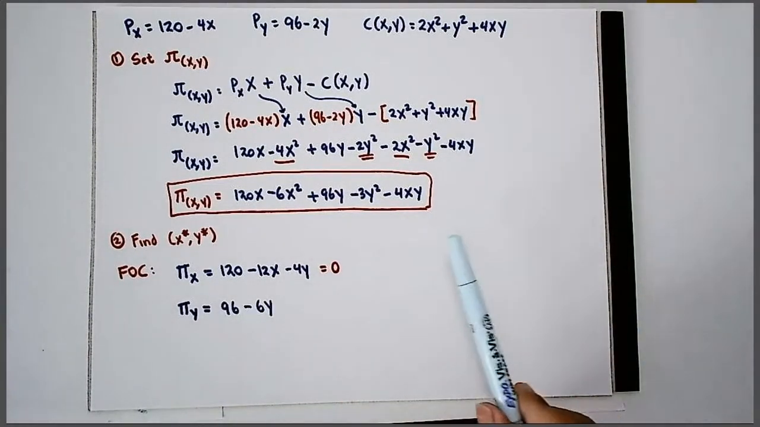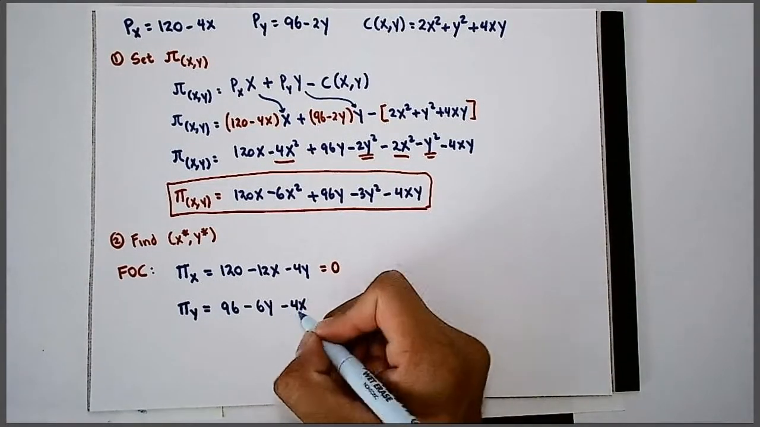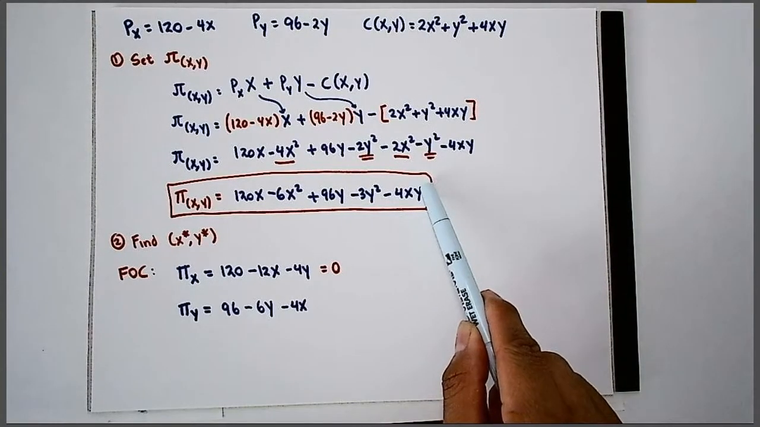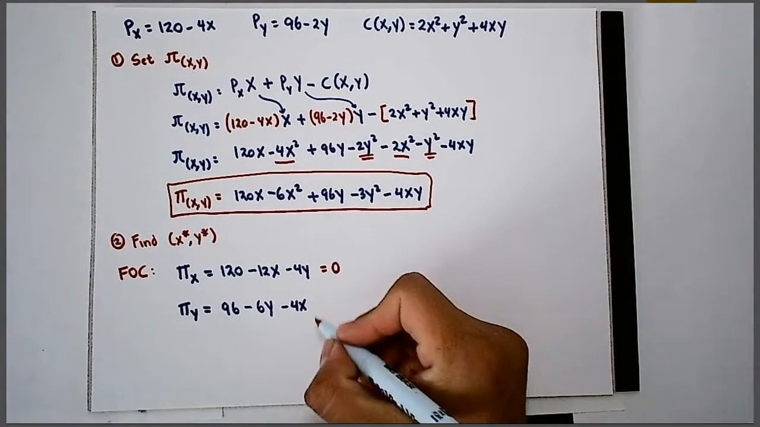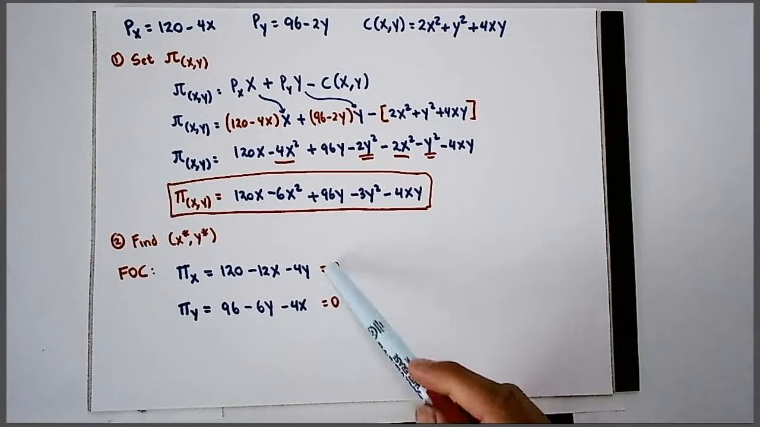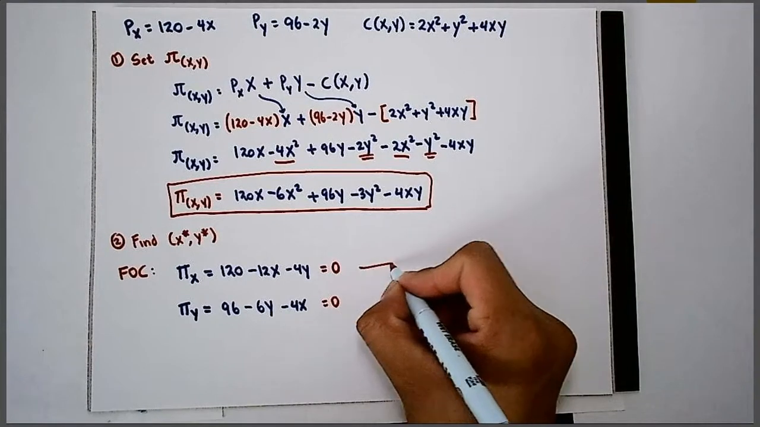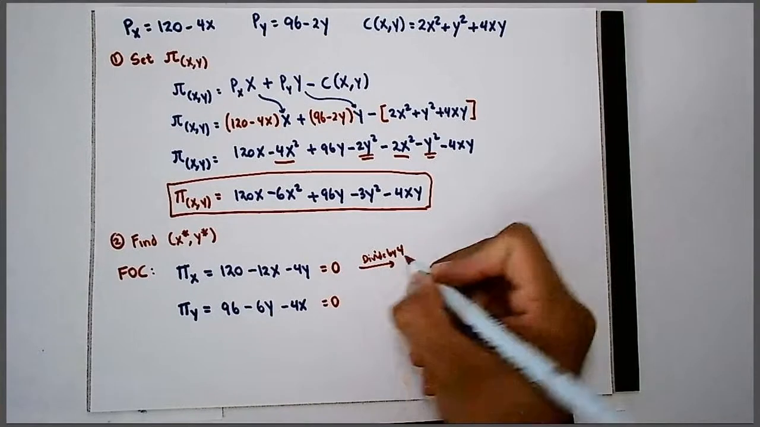Then here, the constant part is minus 4x times the derivative of the variable part, which is y. The derivative of y with respect to y is simply 1. So 1 times 4x is 4x. And then we set this equal to 0. Because we have two equations and two unknowns, we can solve this problem. The easiest thing that we can do is to divide by 4.